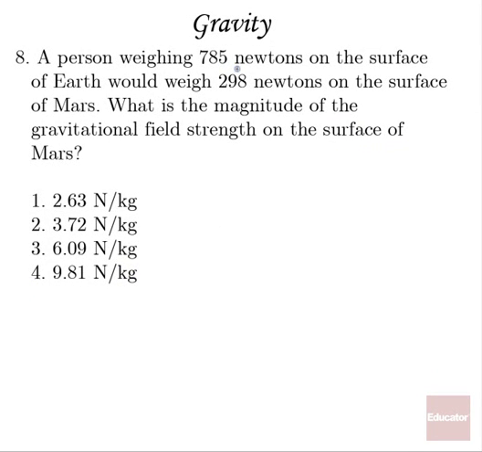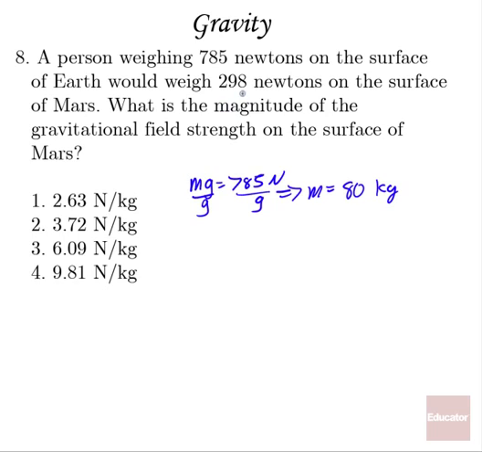A person weighing 785 newtons on the surface of Earth would weigh 298 newtons on the surface of Mars. What's the magnitude of the gravitational field strength on the surface of Mars? Well, the way I would do that is we know that on Earth their weight, mg, is 785 newtons. So let's find their mass. If I divide both sides by g, 9.8 meters per second squared, then mass is going to be 785 divided by 9.8, or about 80 kilograms.